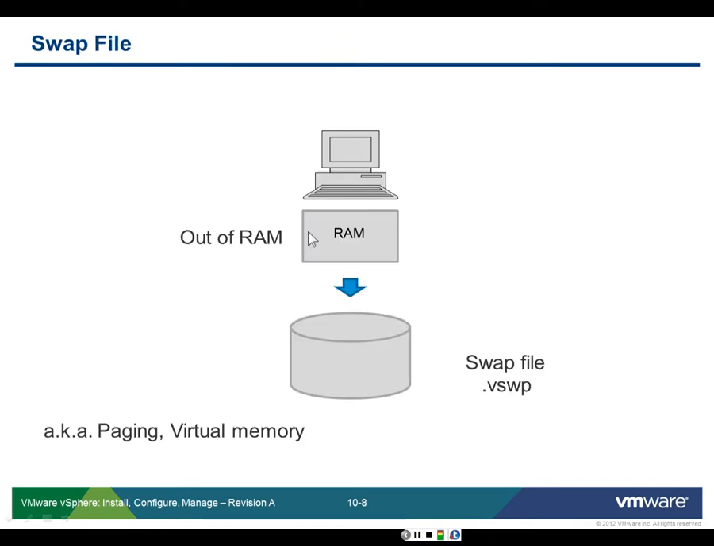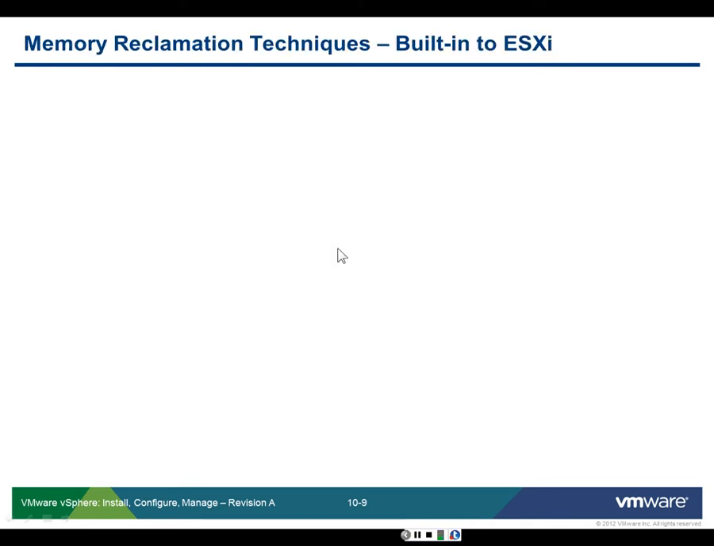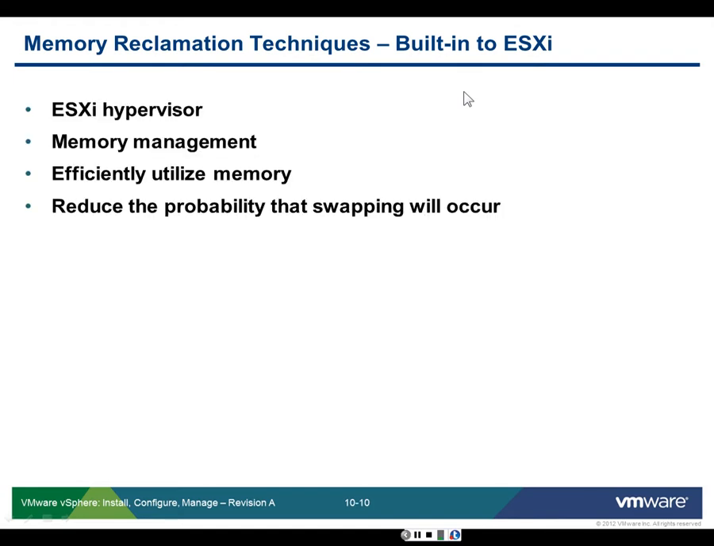So ideally, swapping doesn't happen. Ideally, you don't run out of RAM. So memory reclamation techniques are technologies built into the ESXi host, built into the hypervisor, that perform memory management, that efficiently utilize memory, and that reduce the probability that swapping will occur. So let's look at these different memory reclamation techniques which are part of the hypervisor.